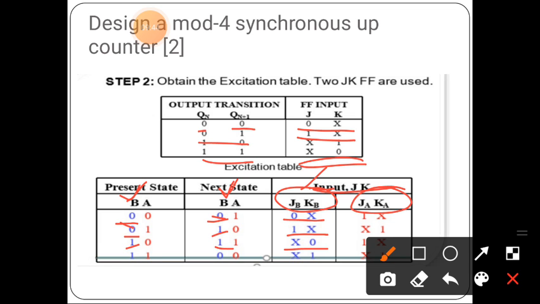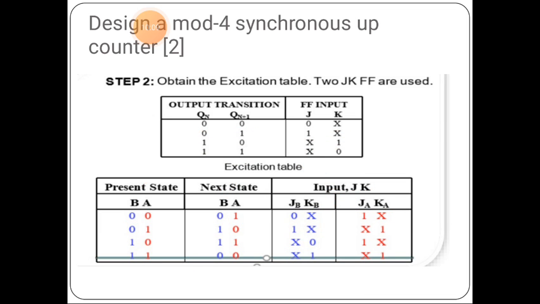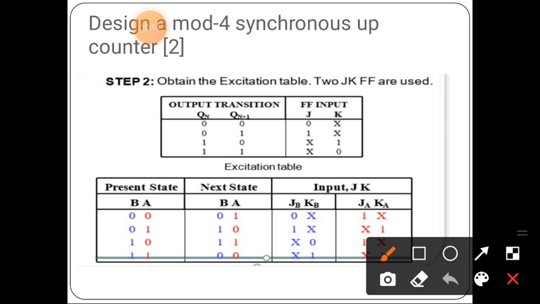Then the present value is 1 and the next output value is 0, then the corresponding JK input is x1. So x1, where x indicates don't care. So this is the excitation JK input value.